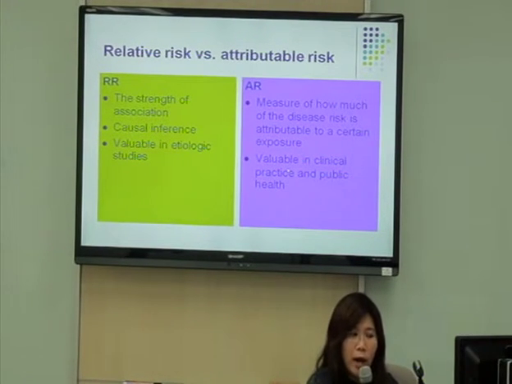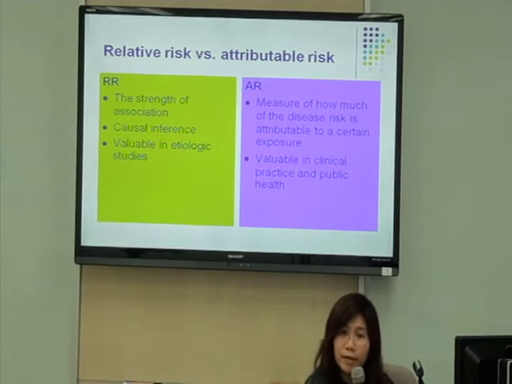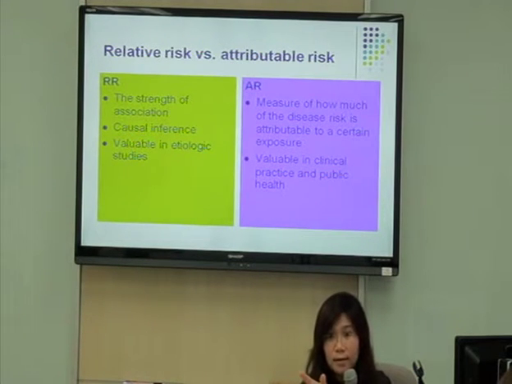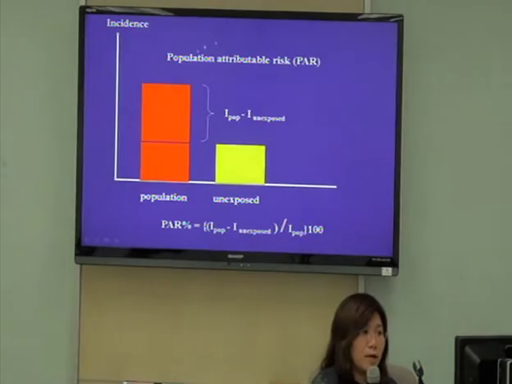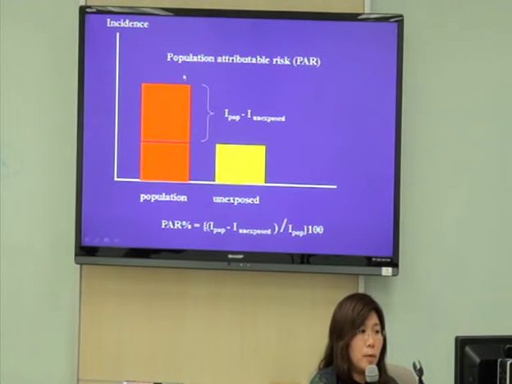So it is valuable in clinical practice because we can calculate the number needed to treat or number needed to harm from AR, and it is also valuable in public health because we can use it in assessment of impact. Remember the word impact from last time, okay? This one is population attributable risk.